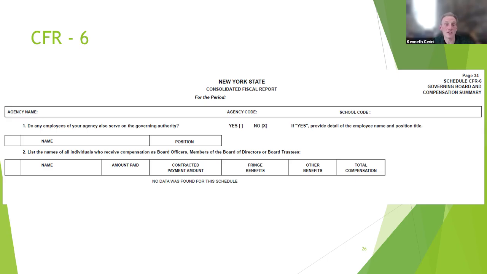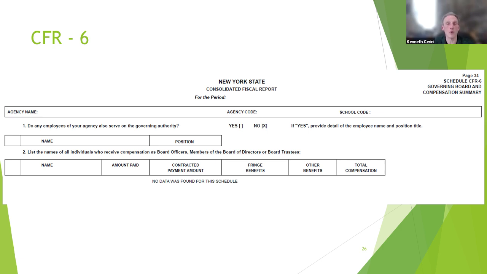That first question says, do any employees of your agency also serve on the governing authority? So if you have a member of the board of directors of the organization that is also an employee of the organization, you have to check the yes box here, and you have to list who that is and what position title they play within the organization.